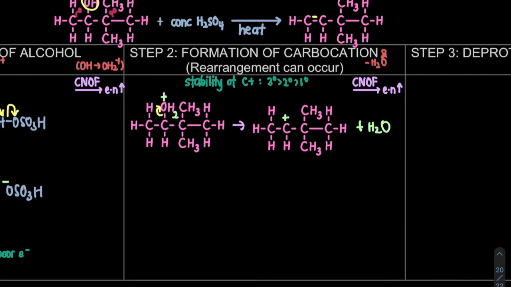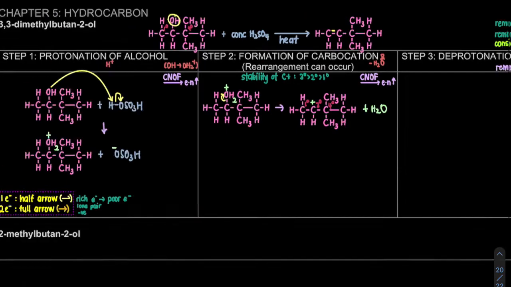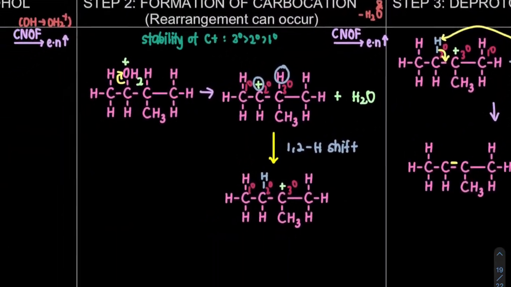For step 2, the formation of the carbocation ion, once you remove the H2O, you have to check the classification of the carbocation ion and the carbons on the right hand side and the left hand side. So let's do the classification. Here is primary, here is my secondary, here is my quaternary. So how now? Previously, next to it was the tertiary one.